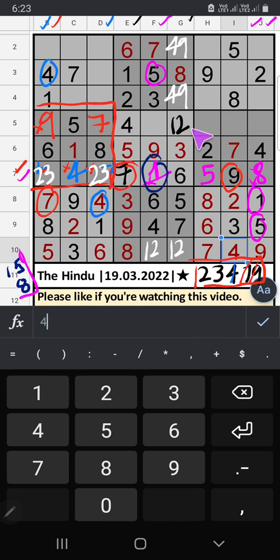Since 1 is here, so 1 can't come in the cell. 1 is confirmed here. Then 2 is here. 10th row, only 1 number is remaining, 2. 2 is confirmed here. Column F, only 1 number is remaining, 8. 8 is confirmed here.